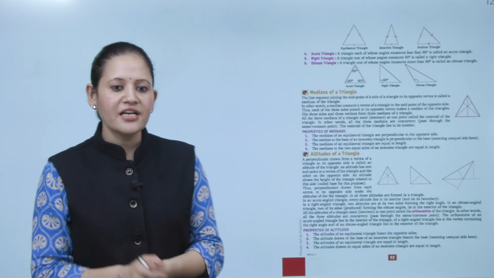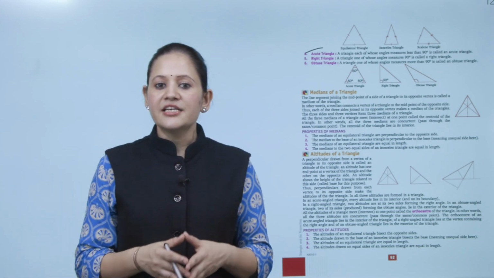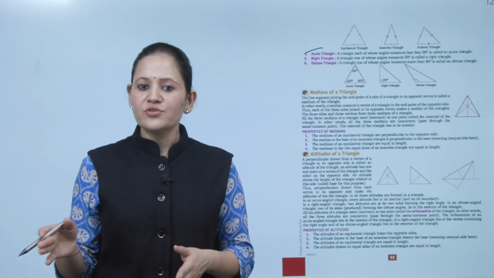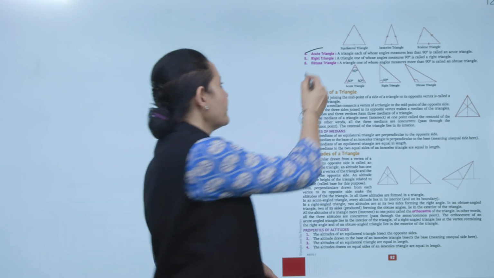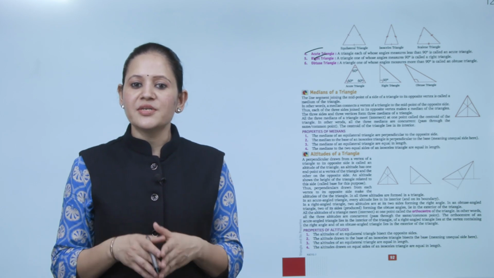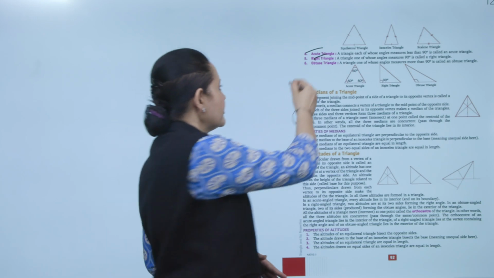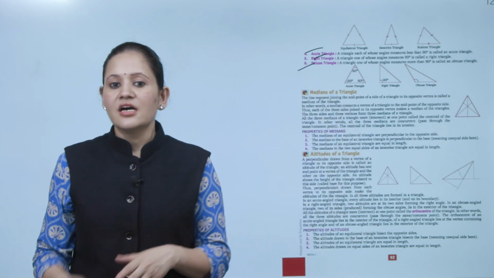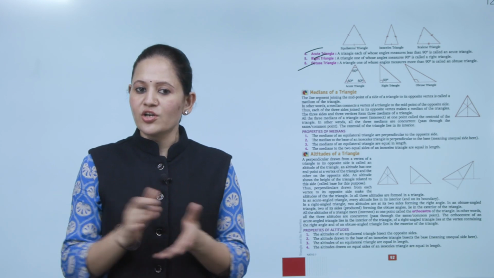Next, on the basis of angles, acute triangle. A triangle each of whose angle measures less than 90 degrees, that is an acute triangle. Next is right triangle. A triangle one of whose angles measures 90 degrees is called a right triangle. Next is obtuse triangle. A triangle one of whose angles measures more than 90 degrees is called an obtuse triangle.